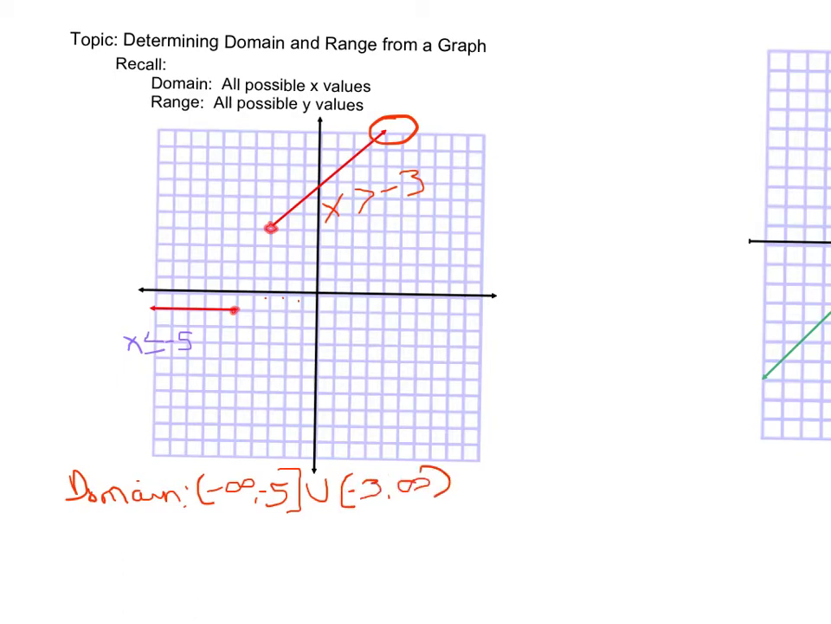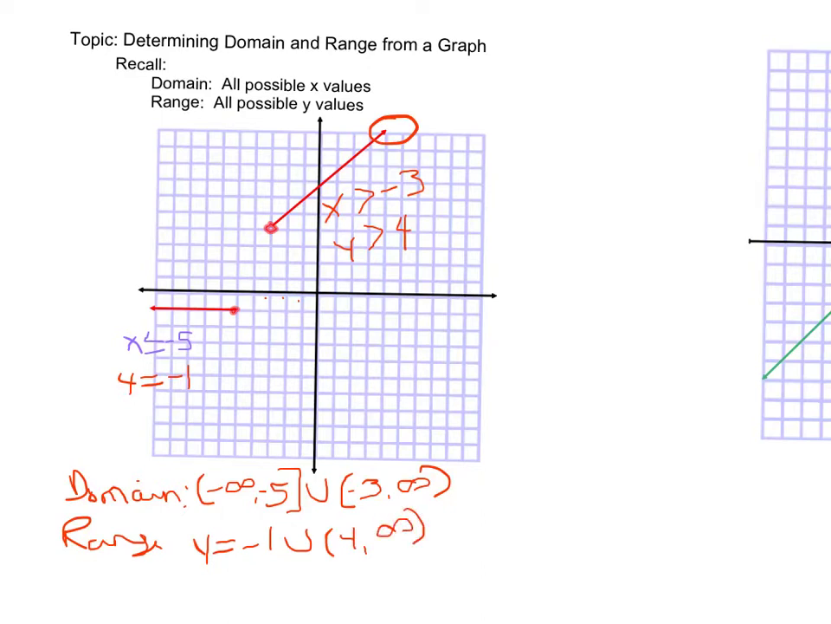If I do the same thing for my range, it looks like the range of this piece down here is y equals negative 1, and that's it. So for that piece, it's y equals negative 1, whereas for this piece, it looks like I start at a y value of 1, 2, 3, 4, and I continue up. Again, it's an open circle, so I'm going to say here I have y values greater than 4. So my range, again, I'm going to go ahead and write it in interval notation, is going to be y values, either y equals negative 1, unioned with starting at 4 and going up to infinity.